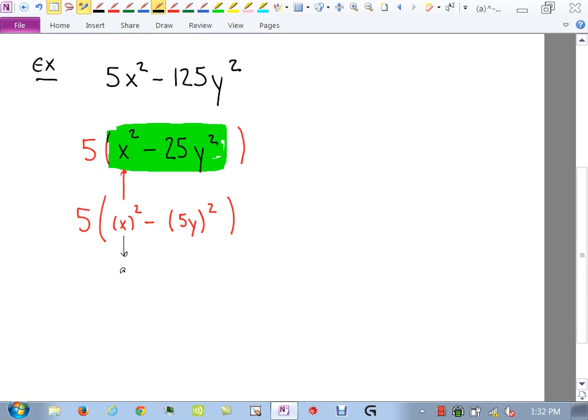So for us, a is this, and b is this. So what does our formula say? It should turn into a plus b, parentheses, times a minus b. But sitting out in front of it all is a what? A 5. So I have 5. Here's my difference of squares formula. A for us is x plus now b, 5y, and then x minus 5y. The 5 that came out, parentheses, a plus b, close, open, a minus b, close, done.